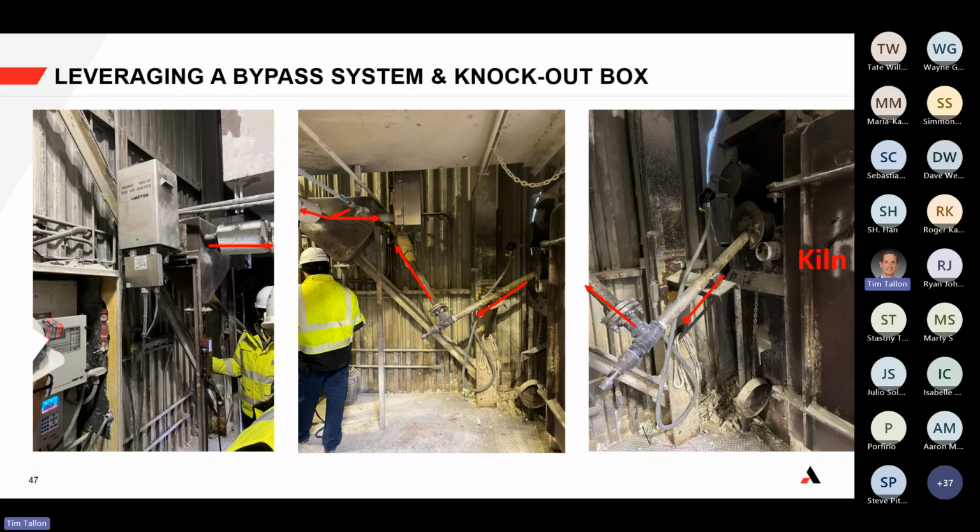So you really can leverage a bypass system with a knockout box to make a representative measurement, but also reduce the maintenance for the process. So this would certainly plug less often compared to something directly mounted to the process, especially when we're even at risk of burning up the electronics close to the kiln, or remoting the electronics for the kiln.